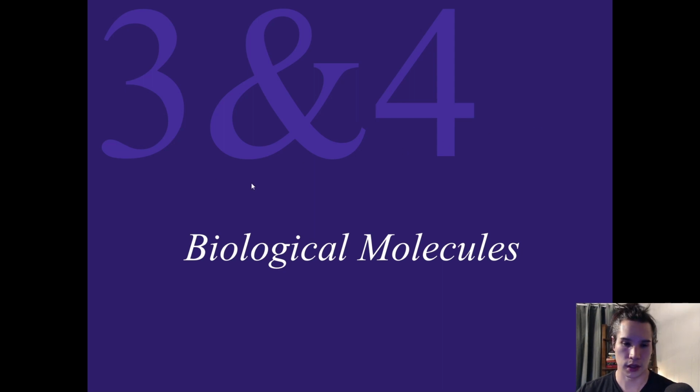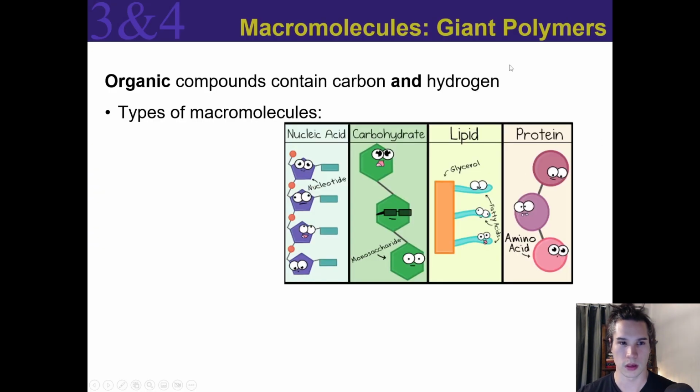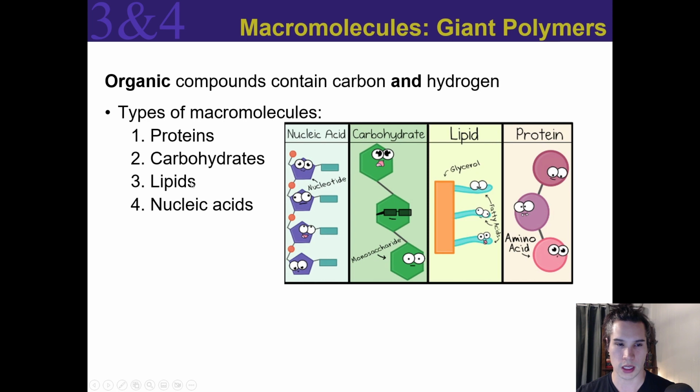All right, let's talk about some biological molecules, otherwise known as macromolecules. Organic compounds, starting off, let's just define what organic means. Organic compounds are compounds that contain both carbon and hydrogen. We have a few different types of macromolecules that we're going to be talking about.